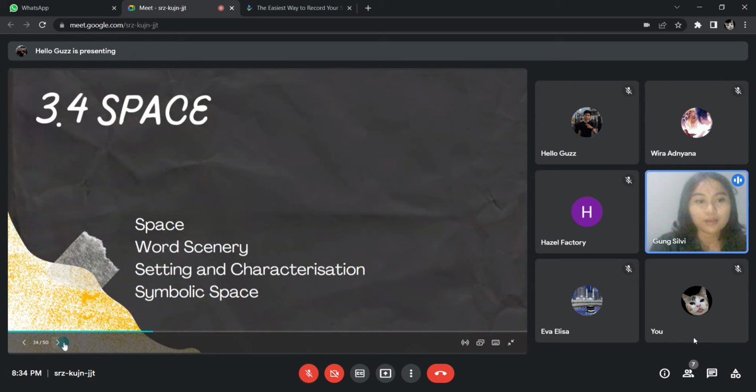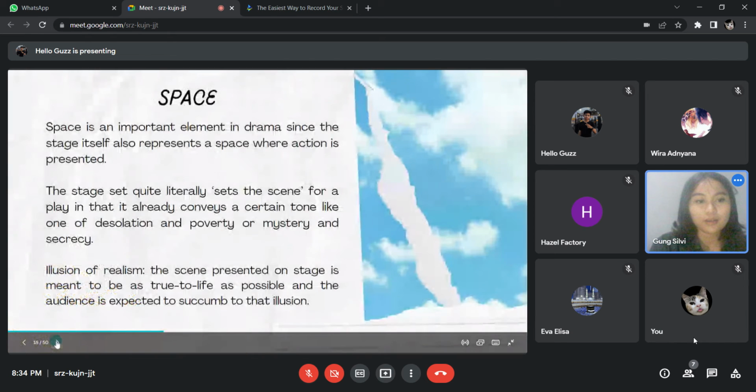Okay, the next is space. In space, this defines four aspects: the first is space, the second one is scenery, the third one is setting and characterization, and the last one is symbolic space. The first one is space.